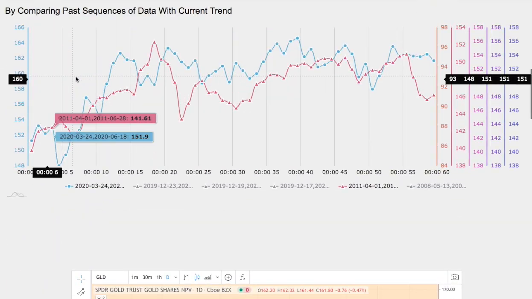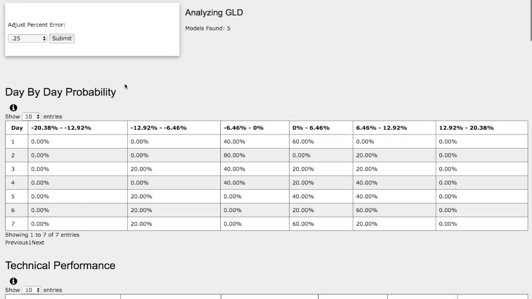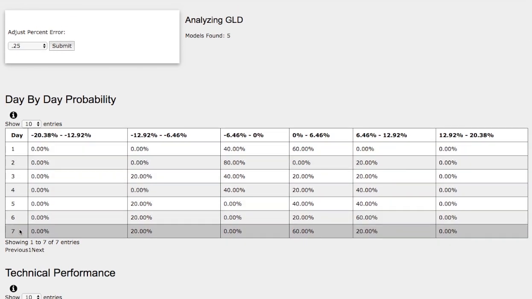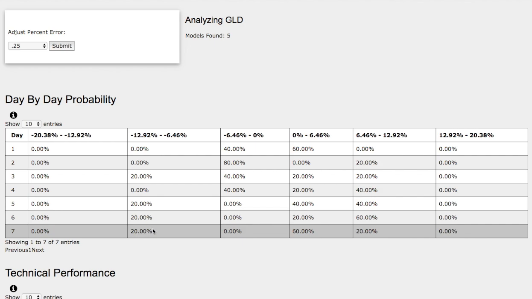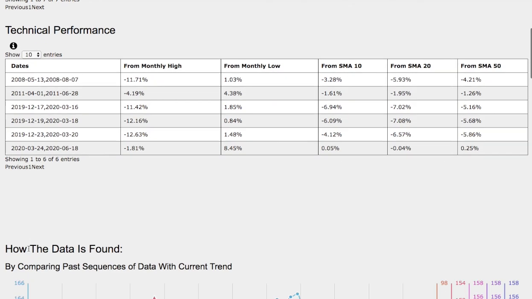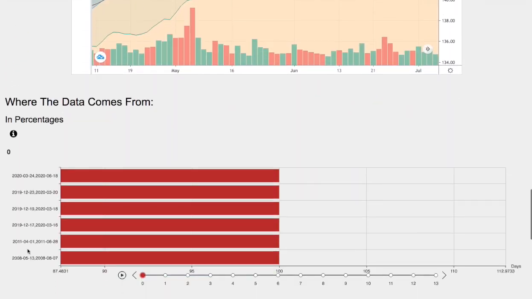Again, these models are now available in the link below, so do check it out. So as we progress to the 7th day, we have a 60% chance for gold futures to climb higher between 0 to 6.5%. And on the extreme case to the upside, we have a 20% chance for gold futures to climb between 6.5% to 13%. And to the downside, we have a 20% chance for gold futures to fall between negative 6.5% to negative 13%.